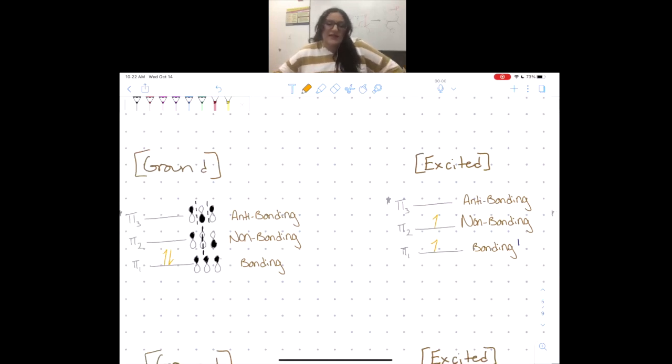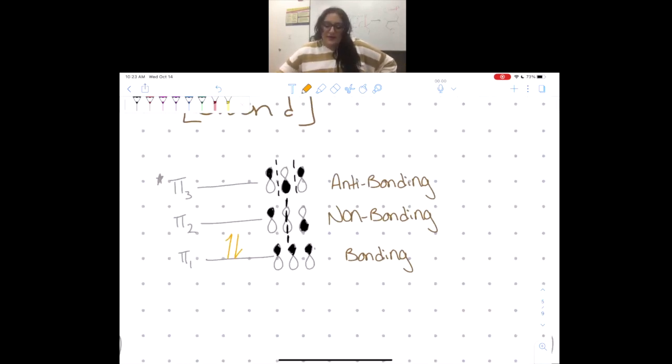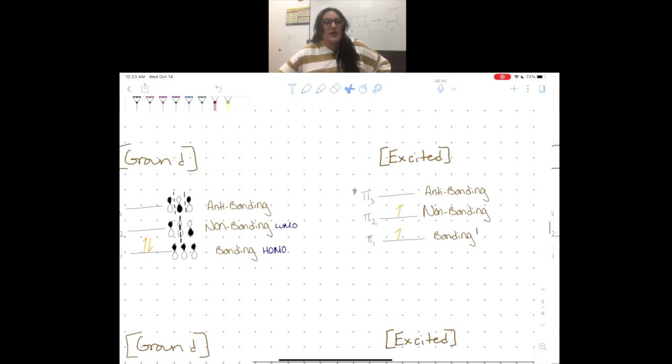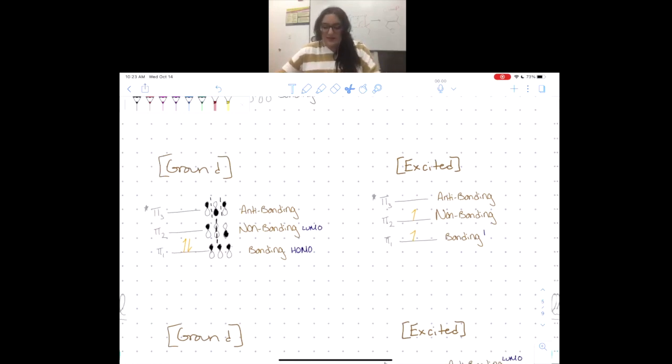At this point, we can name our HOMO and LUMO, and we have to look at the ground state for that. So our lowest energy level with no electrons is pi 2, and our highest energy level with electrons is pi 1. So we can safely say that pi 2 is our LUMO and pi 1 is our HOMO. And if you guys remember, we are not going to change the naming in the excited state. So we know that pi 2 will still be LUMO and pi 1 will still be our HOMO.